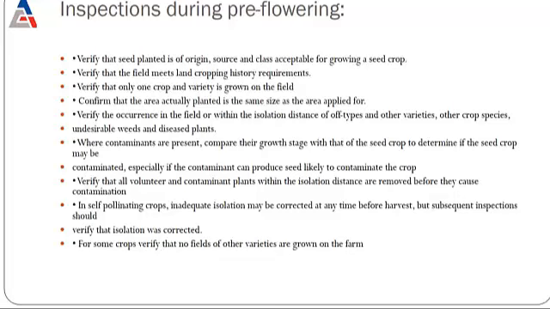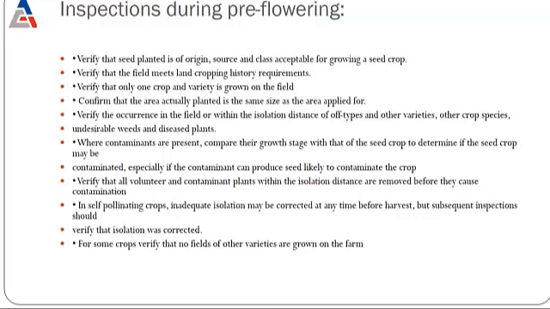So verify that only one crop and variety is grown on the field. Multi-cropping is practiced, but if you are facing some problem of weeds or unwanted crops, then you are advised to select only one crop or variety so that you can identify which are the different crops. So confirm that the area actually planted is the same size and verify the occurrence in the field or within isolation distance of types and varieties where contaminants are present or not, right? Contaminants especially if they are along with the crops. Then you have to identify, and inspection is done for that.